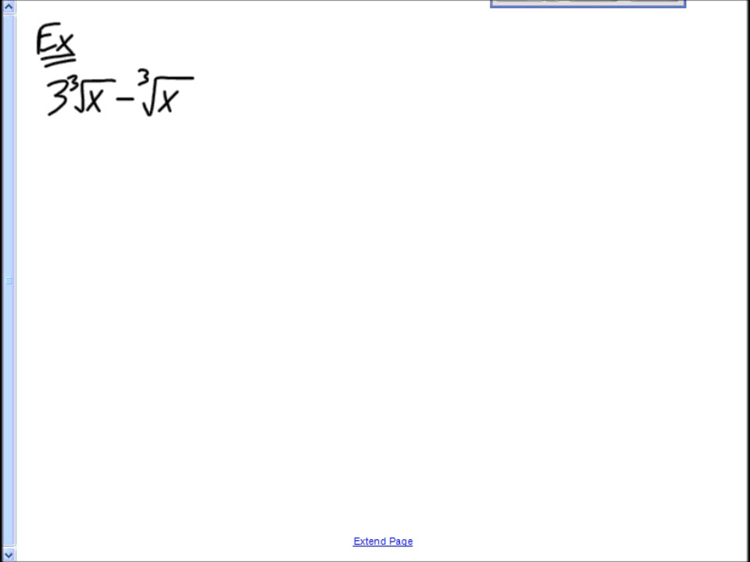All right, how about 3 third root of x minus 1 third root of x? Like radicals, so 2 third root of x. How about, let's do another one.